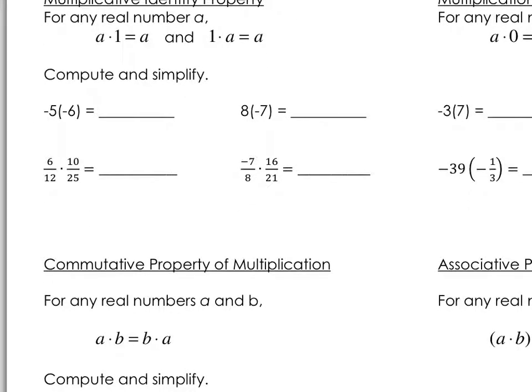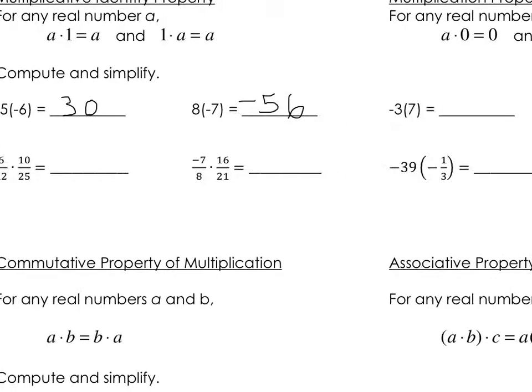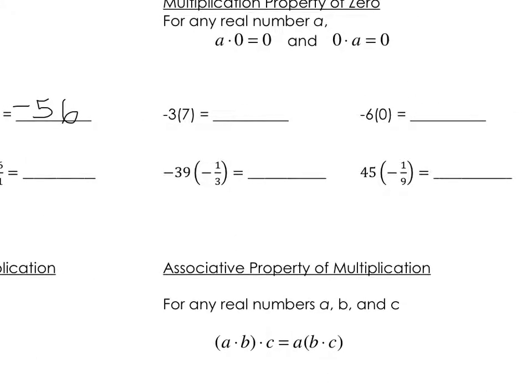We have negative 5 times negative 6. The signs are the same. We multiply, we get 30. And since the signs are the same, it's a positive 30. 8 times negative 7 is 56. The signs are different, so it's a negative 56. Negative 3 times 7, you get 21. The signs are different, it's a negative 21. Negative 6 times 0, 0 times anything gets you 0. So the answer is 0.